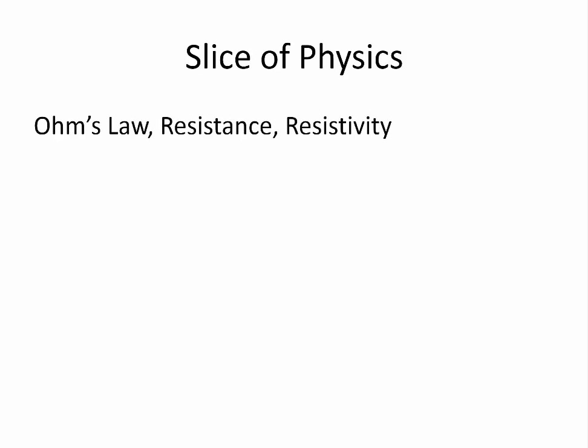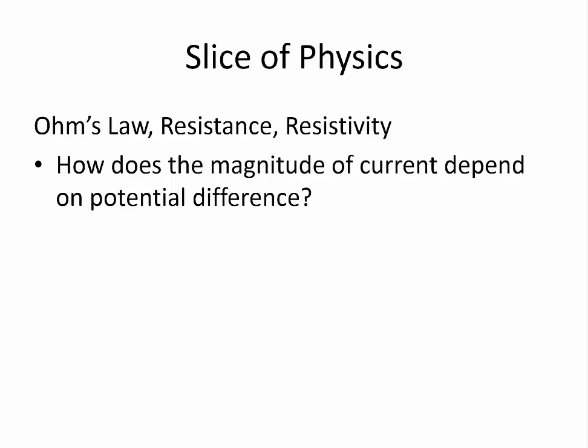We're now going to talk about Ohm's Law, resistance, and resistivity. Ohm's Law helps us determine how the magnitude of current depends on the potential difference across the wire. We already know that the direction of current is such that positive charges flow from higher potential to lower potential, but we want to know how much current a wire carries.